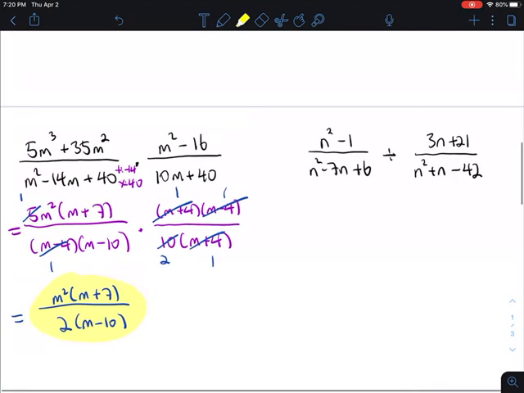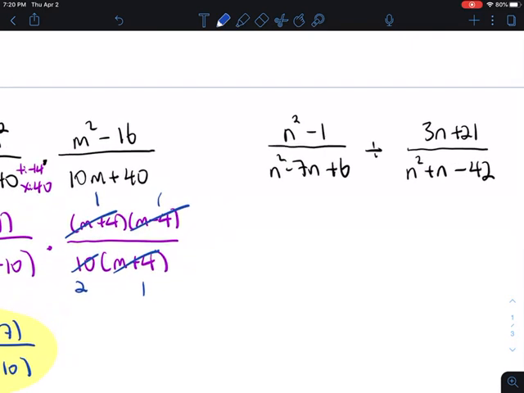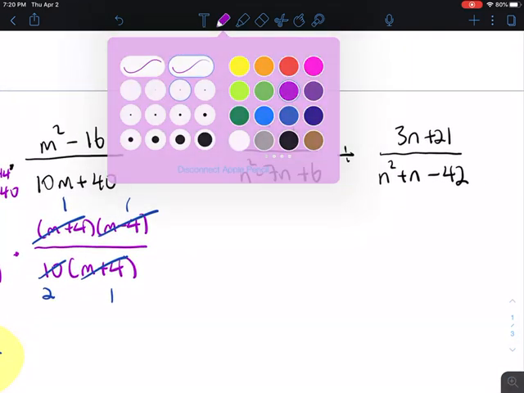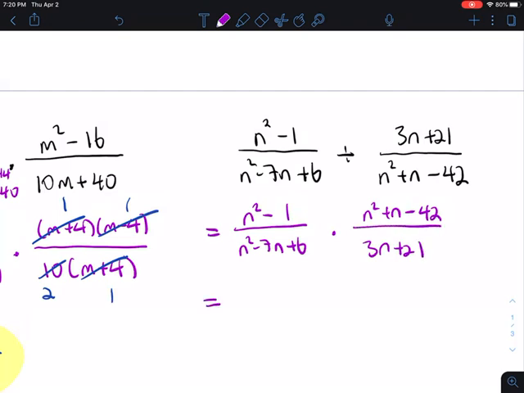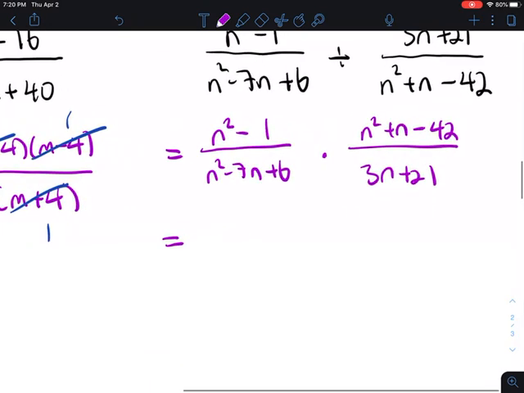And there it is. Okay, and let's just go ahead and finish this up. One last one. This again is division. So before I do anything, I'm just going to go ahead and rewrite by multiplying by the reciprocal. So times, let's flip the second fraction. 3n plus 21. And then again, now we can do the canceling.